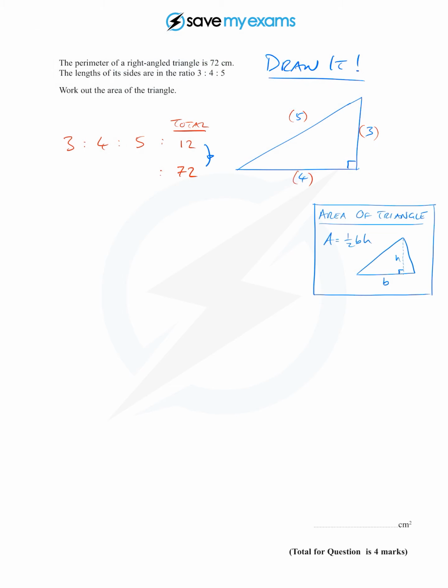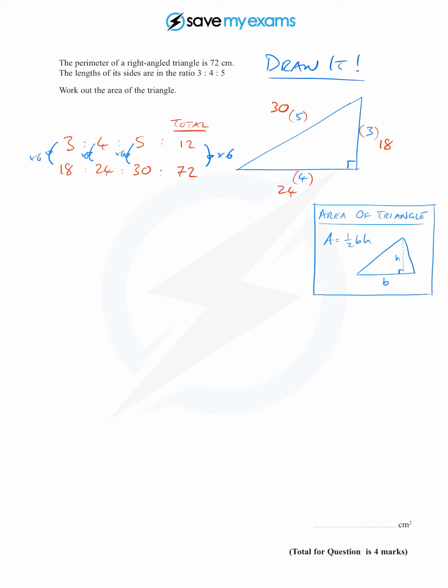And we can see that in order to get there, we need to multiply by a scale factor, essentially, for this ratio. And 72 over 12, how is your times tables? It's 6. And so we multiply everything else by 6 as well to get the actual lengths of the sides. 6 3s are 18, 6 4s are 24, and 6 5s are 30. And so I know now that the actual lengths of these sides are 18, 24, and 30.